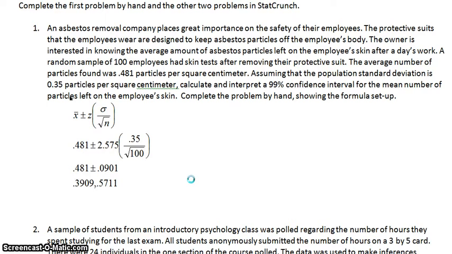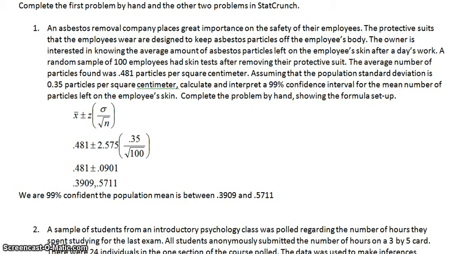So the interpretation then would be, we are 99% confident the population mean is between 0.3909 and 0.5711 particles per square centimeter on the employee's skin. Okay? And I usually like to put the units here. Okay, so that's number one.